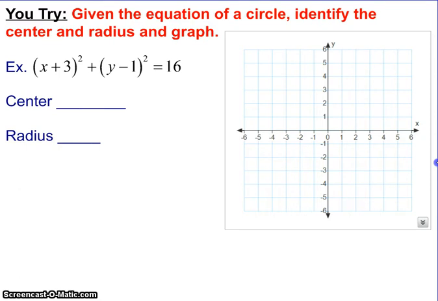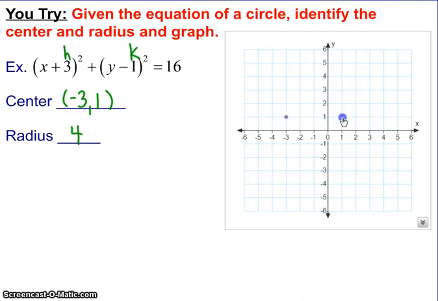Alright, hopefully you are done now, and you are just waiting to see if you've done this correctly. This is h, this is k. Remember, the signs are opposite of what they appear, so the center should be at (-3, 1). The radius will be 4 because the square root of 16 is 4. Now, I understand it's plus or minus 4, but we're not going to have a distance of negative 4. So (-3, 1), and a radius of 4.